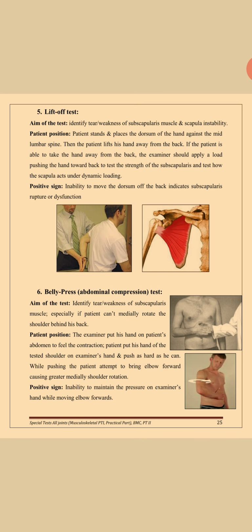Belly press test. Abdominal compression. Aim of the test: identify tear or weakness of subscapularis muscle, especially if the patient can't immediately rotate the shoulder behind his back. Patient position: the examiner puts his hand on patient's abdomen to feel the contraction. Patient puts the hand of the tested shoulder on examiner's hand and pushes as hard as he can. While pushing, the patient attempts to bring the elbow forward, causing greater medial shoulder rotation. Positive sign: inability to maintain the pressure on examiner's hand while moving elbow forward.